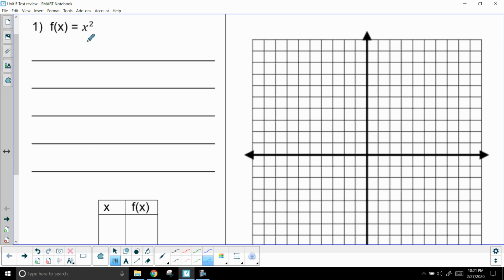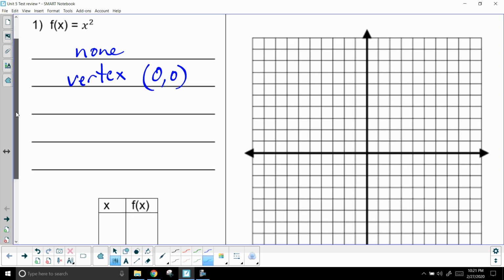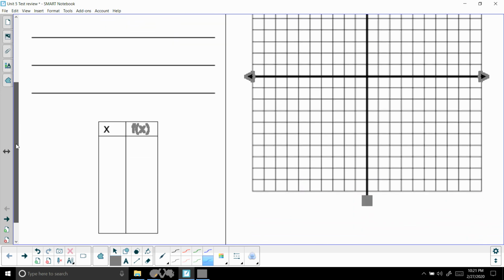As you remember, this is the parent function, so there's no translations for the parent function. The vertex, on the other hand, is going to be 0, 0. So when you're doing your t-chart, start with the vertex. Do 2 below it, 2 above it. Now, we've seen this 100 million times, plugging in the x squared.